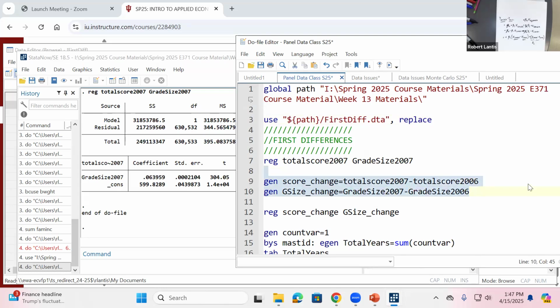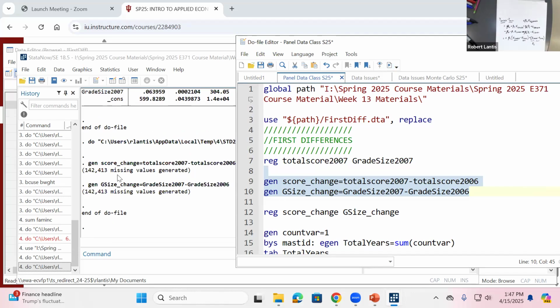So what I'm going to do is create two new variables. The variable I was interested in was how the total score is impacted by grade size. So the new variables I'm going to create are the change in their test score from 2007 to 2006, and then the first difference in their grade size from 2007 to 2006. So we're just going to use that first difference approach where instead of just using y and x, we're using the change in y and the change in x. So I'm going to create those new variables. Now, why do I have half the data set missing now?